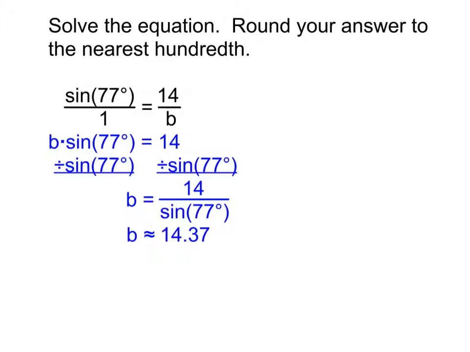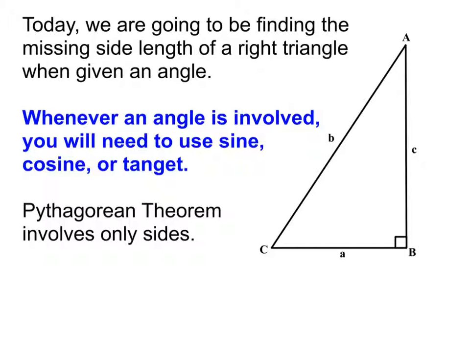Now these types of problems are ones that are going to be coming up a decent amount as we continue through our work today, but our work for today is also going to be put into context. Today we are going to be finding the missing side length of a right triangle when we're given an angle.